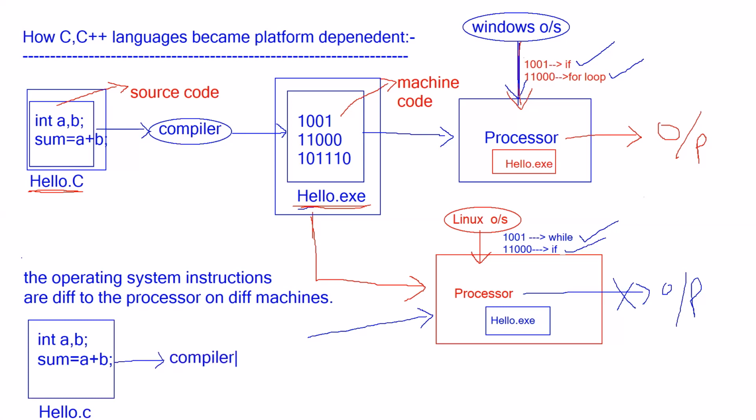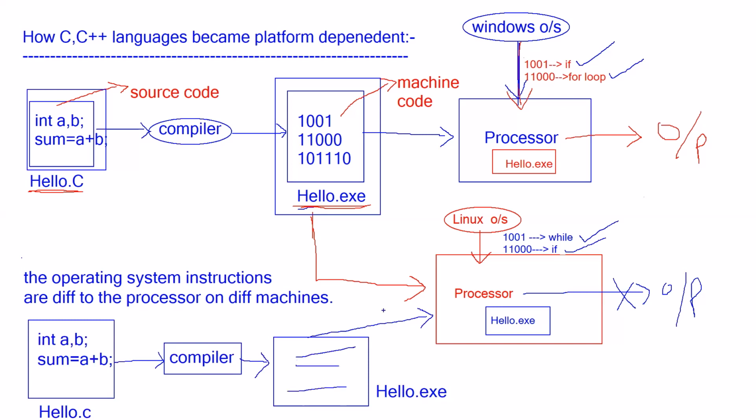So it will be given to the compiler. Now this compiler will produce another exe file, that is the hello.exe file. Now this will be executed. This will be given to this Linux machine. Then it will be executed.